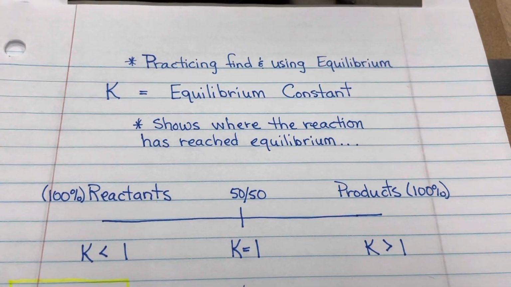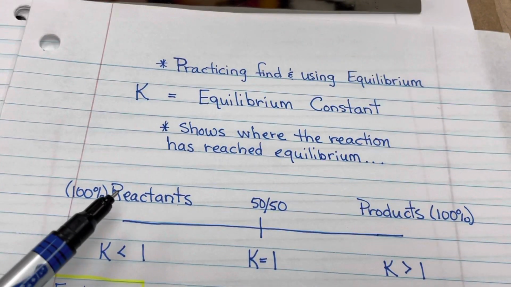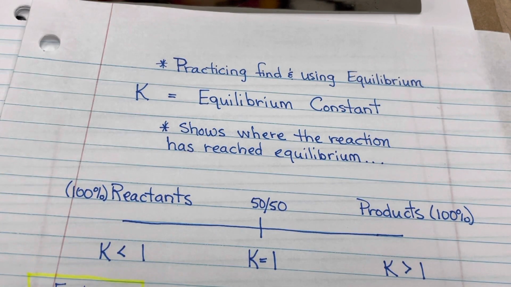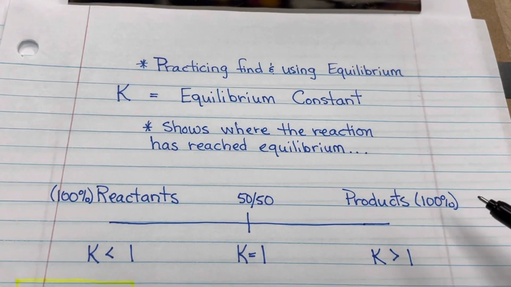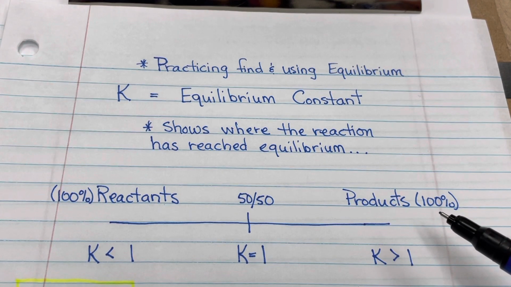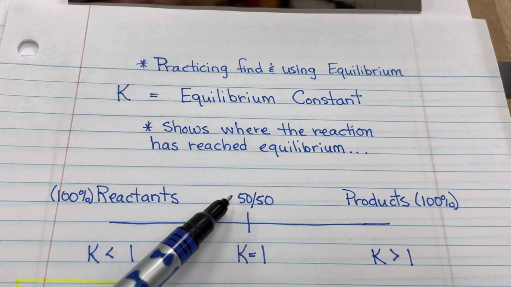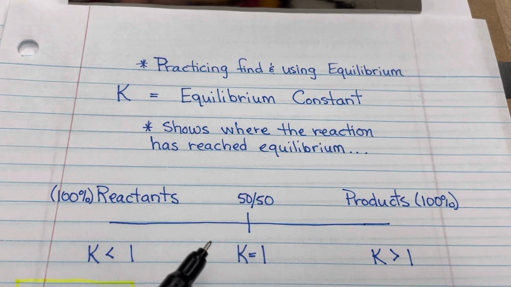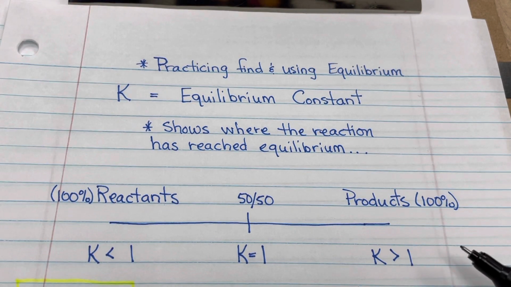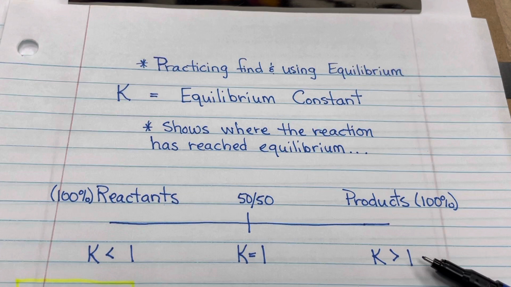To show this, we take a look at this value. If you look on this line, if we're way down here, we're at 100% reactants. Usually this is the beginning of our reaction. And at the end, we'd be at 100% product if we went to completion. Now we know we're going to be somewhere in between, so using the K, we try to determine where that is. If we're at the 50-50, where they are equal, K will be equal to 1. If there are more reactants, K is less than 1. And if we're higher than 1, that means we have more product.